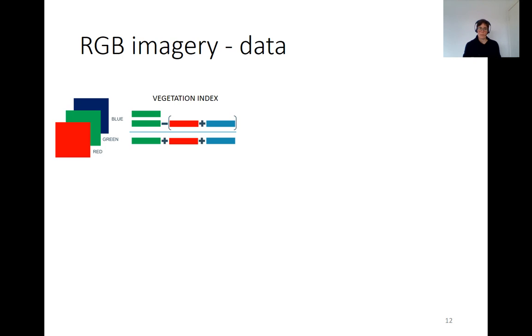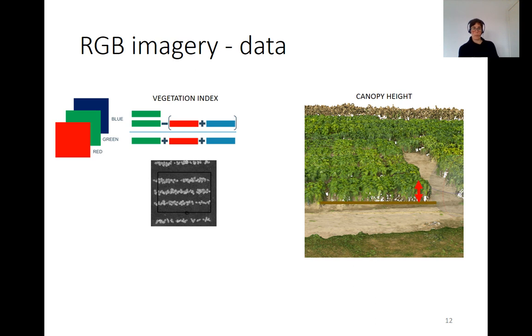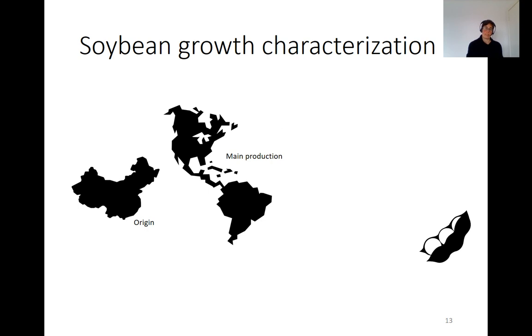We can combine them as a vegetation index, for example, to highlight the vegetation part of the imagery and only focus on those pixels that correspond to vegetation. And we can also extract the canopy height of the crop of every single flight that we do over the field. So with these two types of information, we can then go to the characterization of the growth of soybean.